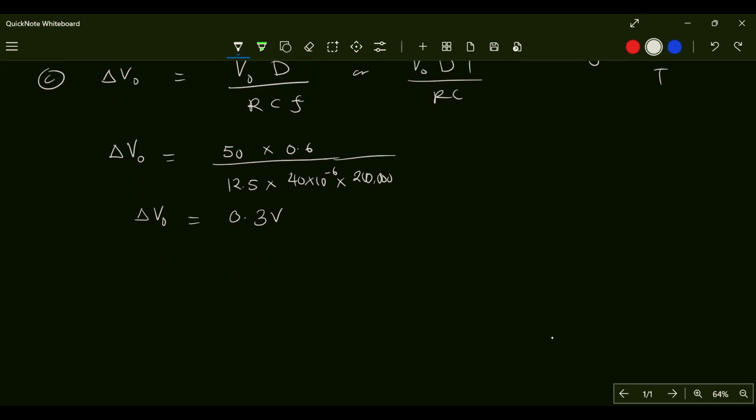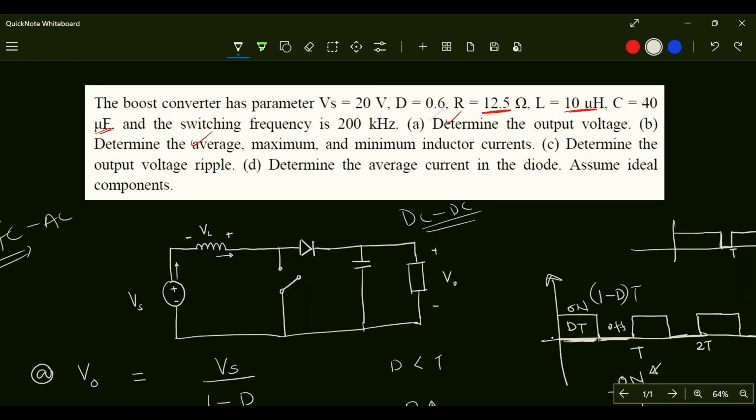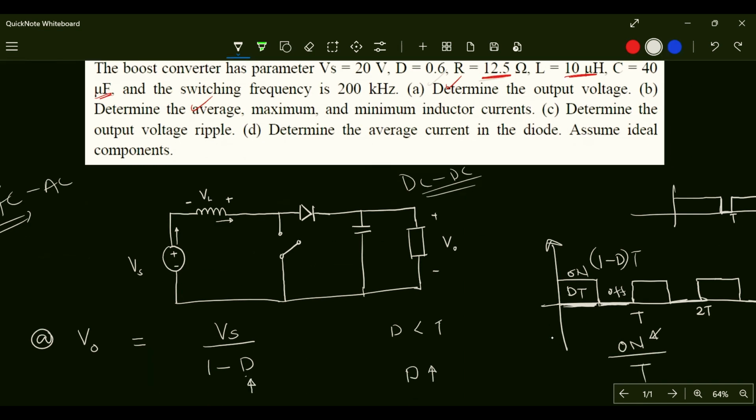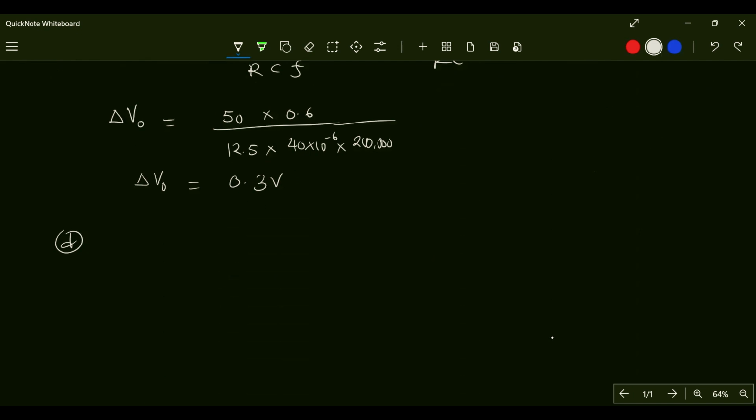Okay, and then D, what are we asked to calculate? We are asked to calculate the average current in the diode. The average current in the diode is the same as the current in the load, assuming that there's no current through the capacitor here. So ID is the same as IR, the current through the load here. That would just be the output voltage VO divided by the resistance, isn't it? So I average output is simply VO divided by the resistance. VO is 50, the resistance is 4.5, and this gives us 4 amps.